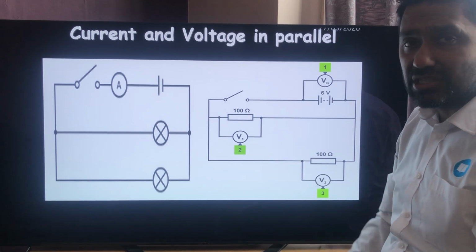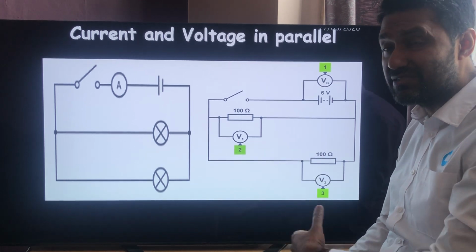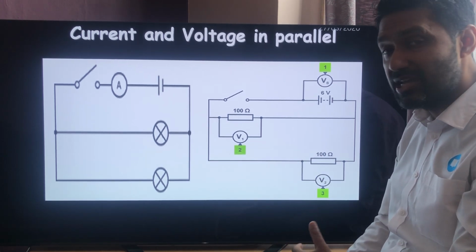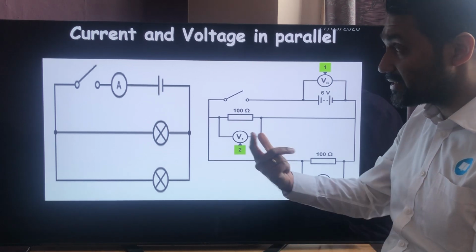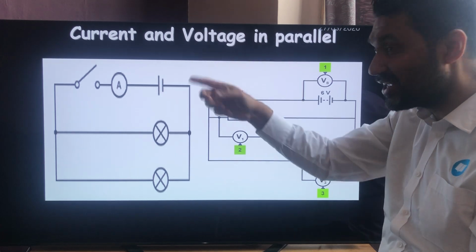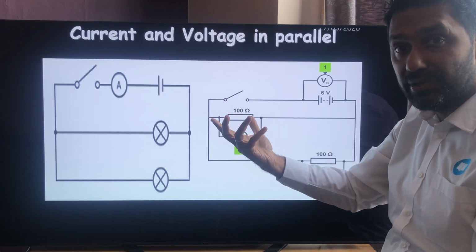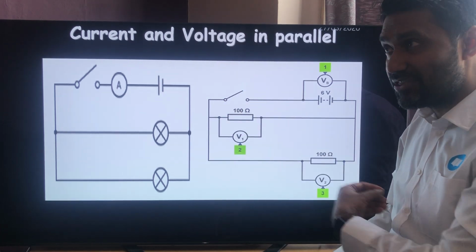Now, I didn't actually mention this last time. There are advantages and disadvantages to series and parallel circuits. A series circuit has more disadvantages. If you switch it on and off, then everything in that circuit will be on and off at the same time. That's a disadvantage because everything's controlled by one thing.